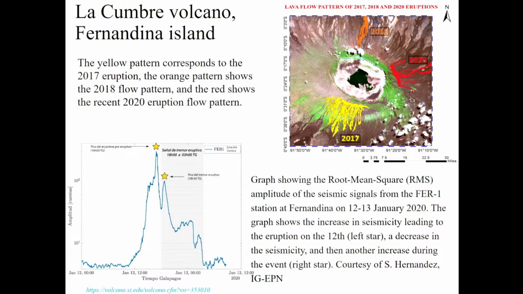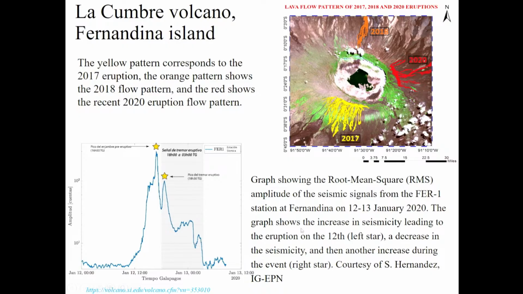Here in the graph, it shows the root mean square amplitude of the seismic signals from station 1, named FER1. They have given the name based on Fernandina Island, the FER station at Fernandina, on 12th and 13th January 2020. The graph shows the increase in seismicity leading to the eruption on the 12th, the left star shown here, then a decrease in seismicity and then another decrease during the event, the right side, that could be seen.